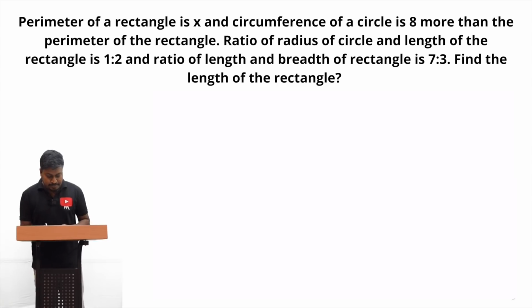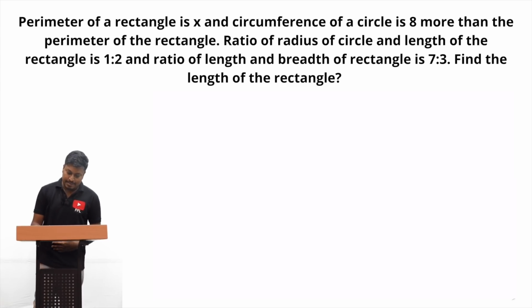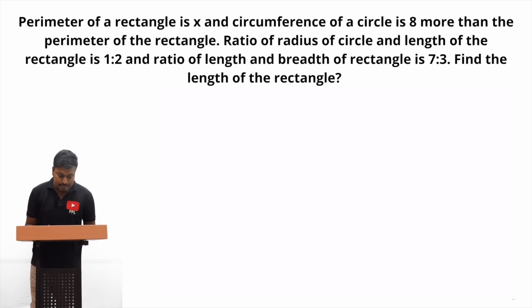So next question. The perimeter of the rectangle is x and the circumference of the circle is 8 more than the perimeter. So just see here, this question is from measurement, right? So 50% of the students will learn this topic. Why? Because if you are strong in by-hearting the formulas, students will prefer this topic. Or else most of the students will not learn this topic. Why? Because they are weak in by-hearting the formulas. So that is your wish.